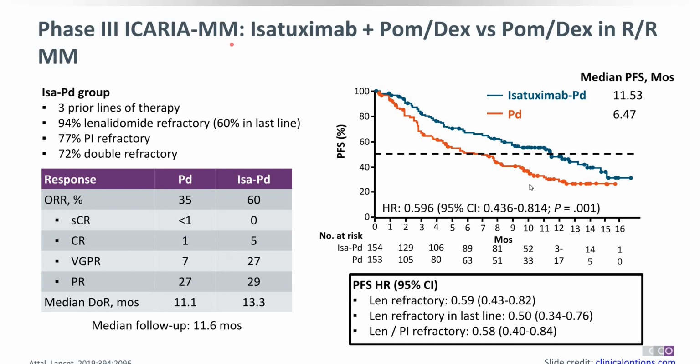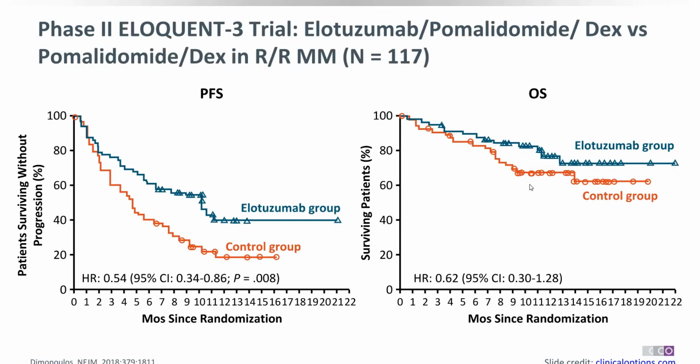Another phase 3 trial, ICARIA-MM. ICARIA: isatuximab plus PomDexa versus PomDexa. PomDexa was the control arm and the experimental arm had isatuximab. This has shown a good 11.5 months of PFS, almost double the PFS of PomDexa, and a CR rate of 5%. So this is also a good drug, vis-a-vis daratumumab. Both are taken as a very good response rate in the refractory setting.